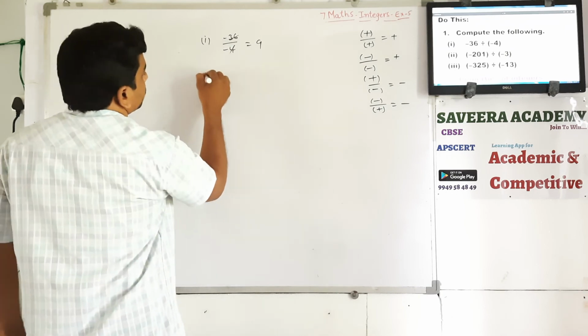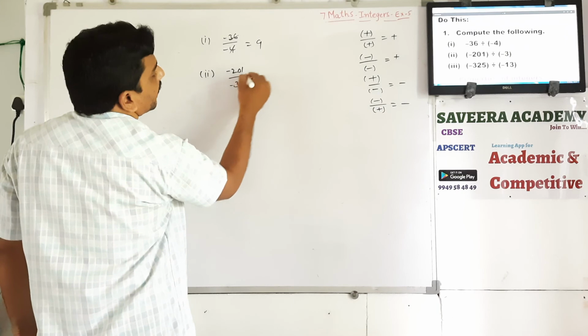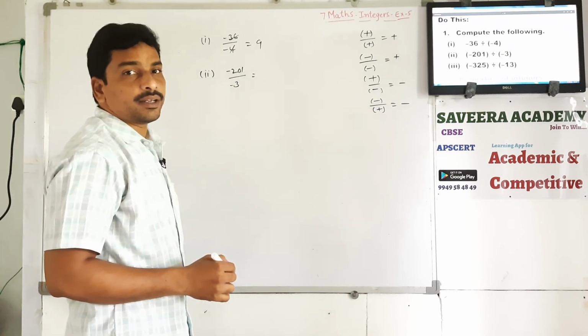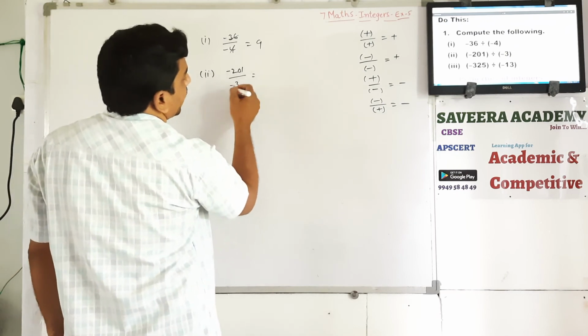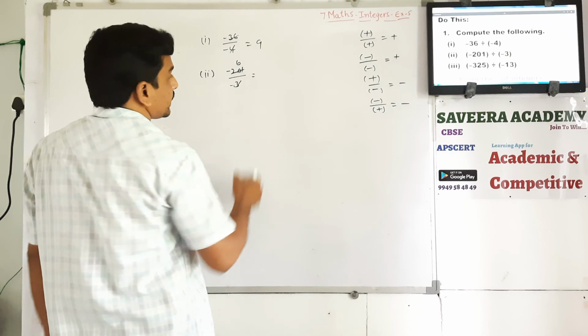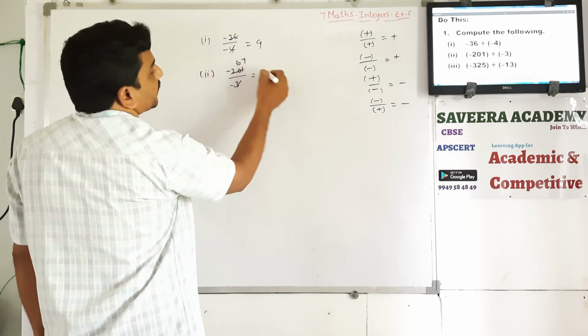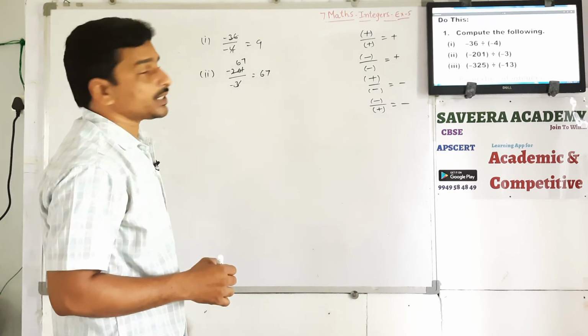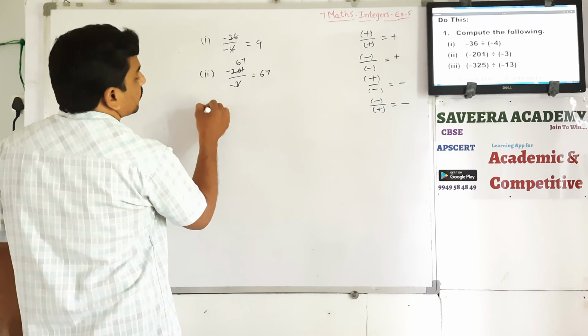Next, the second one. Minus 201 by minus 3. Here minus by minus, plus you will get. 3, how many times does it go? 6 3s are 18. Okay, 6 times it goes. Next 2 is there, 21. 7 3s are 21, so 67 times it goes. 67 3s are 201.